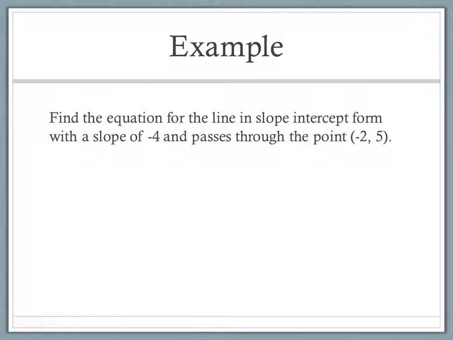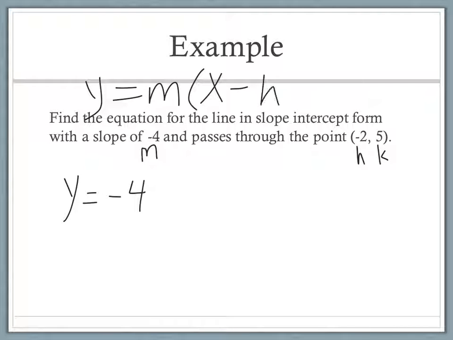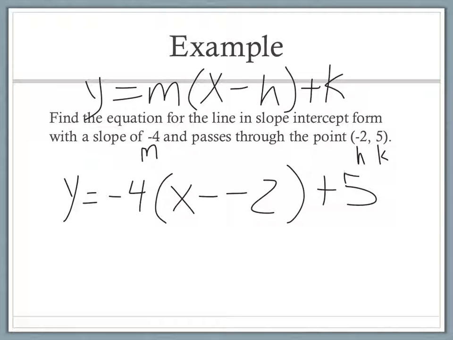So here's our first example. Find the equation for a line in slope-intercept form with a slope of -4 that passes through the point (-2, 5). So my slope, or my m, is -4, and my point (h, k) is (-2, 5). So I'm going to go y = -4, because remember my equation is y = m(x - h) + k. So y = -4(x - (-2)) + 5. Okay, and remember when I have this minus a -2, that becomes a plus 2. So let's change that right away.